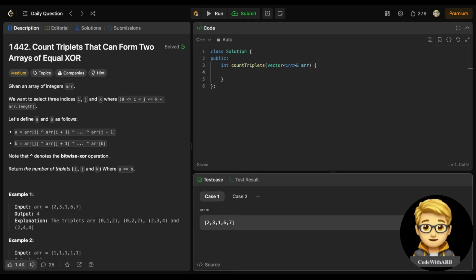Everyone, we will solve today's LeetCode problem. This is a LeetCode medium: Count Triplets That Can Form Two Arrays of Equal XOR.